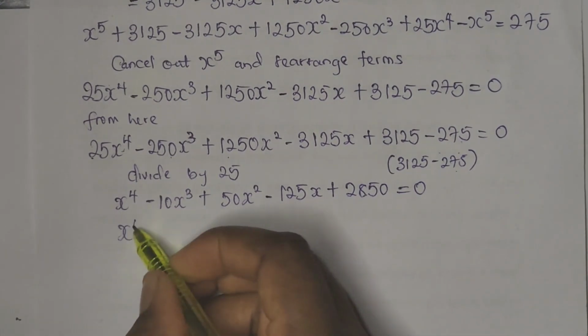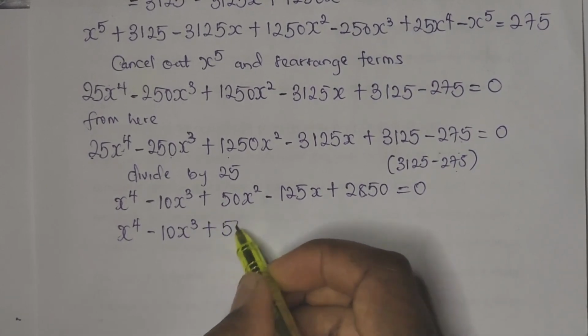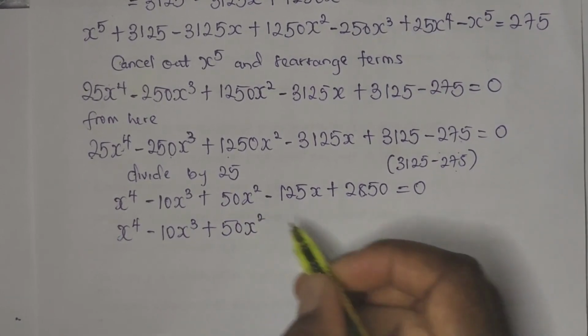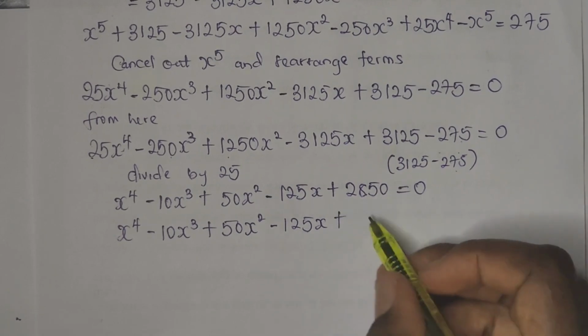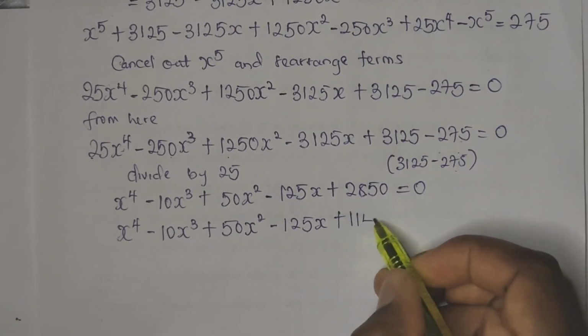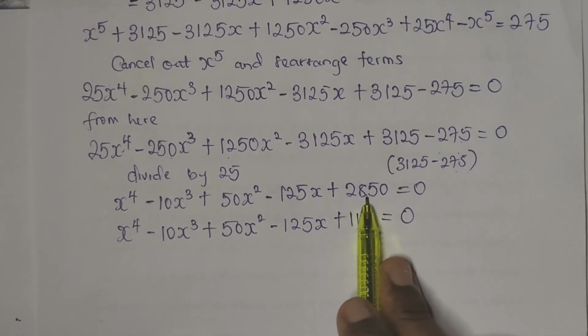So this will give us x to the power of 4 minus 10x to the power of 3 plus 50x to the power of 2 minus 125x plus 114 equal to 0. Remember, we divided this by 25.